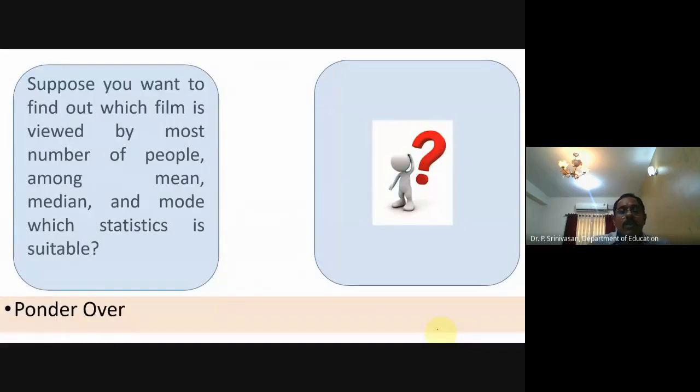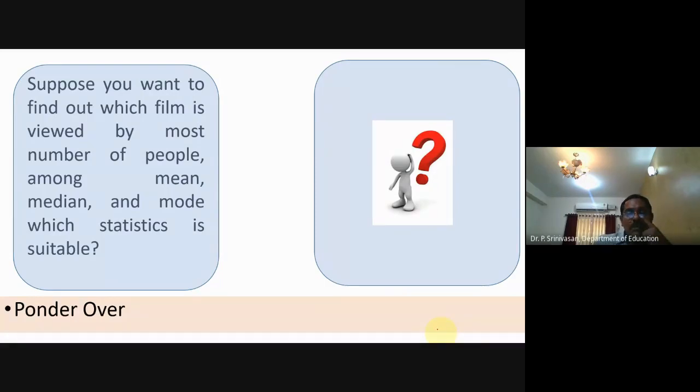Suppose you want to find out which film is viewed by the most number of people, that is the mode. You want to get the number of people who have seen a film, mode is the correct statistic. Suppose in India, if you want to find which state is affected by COVID the most, you have to go for the mode. Just the number which has the highest. Then select that state. That's all.